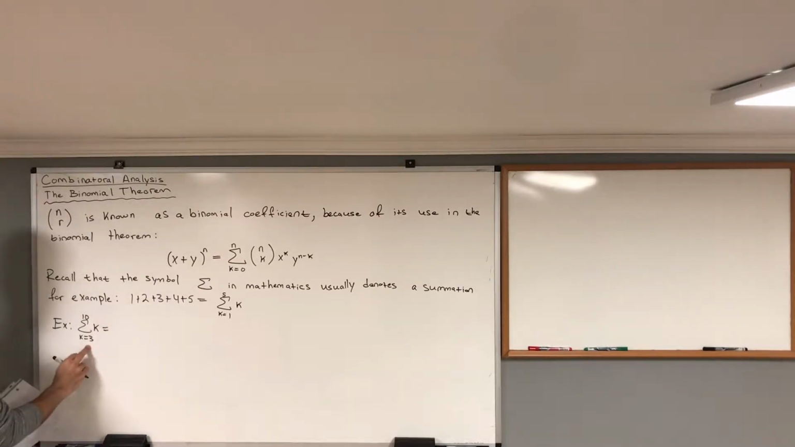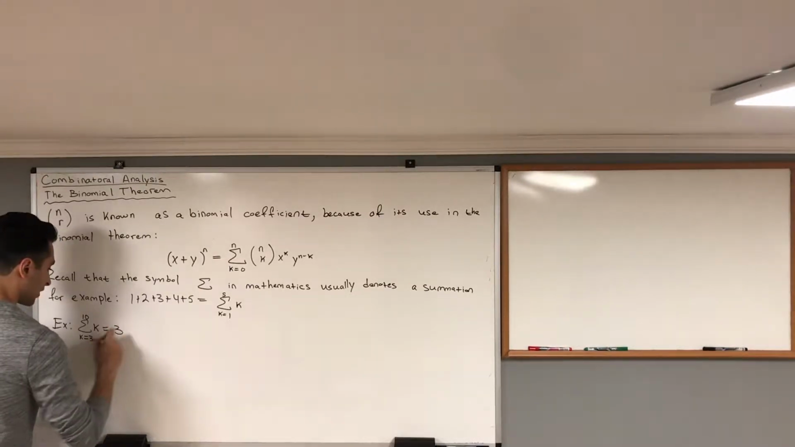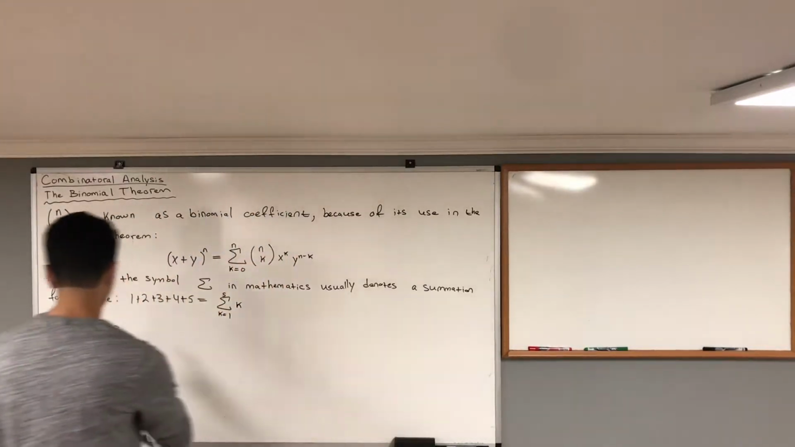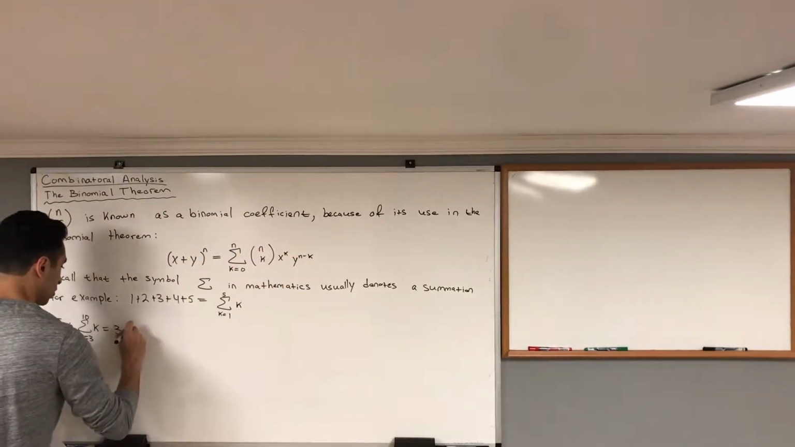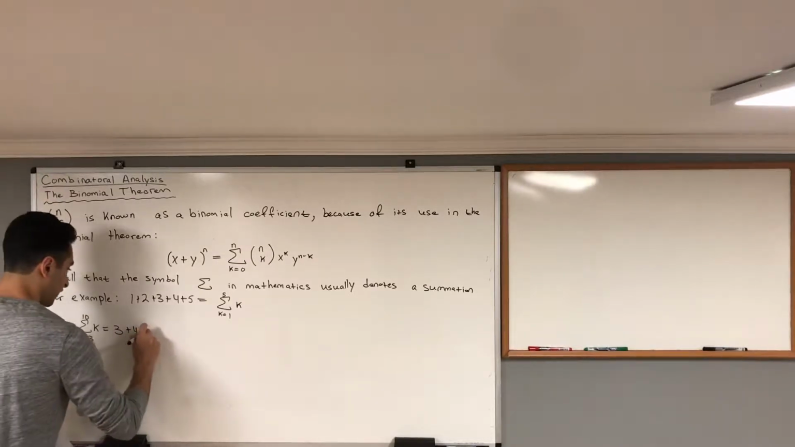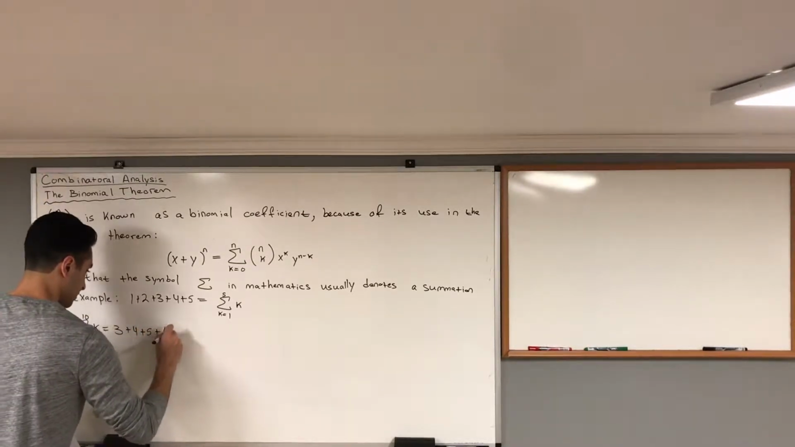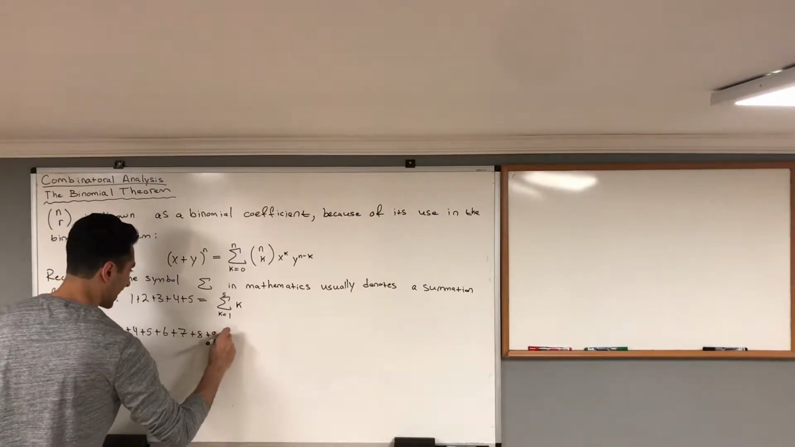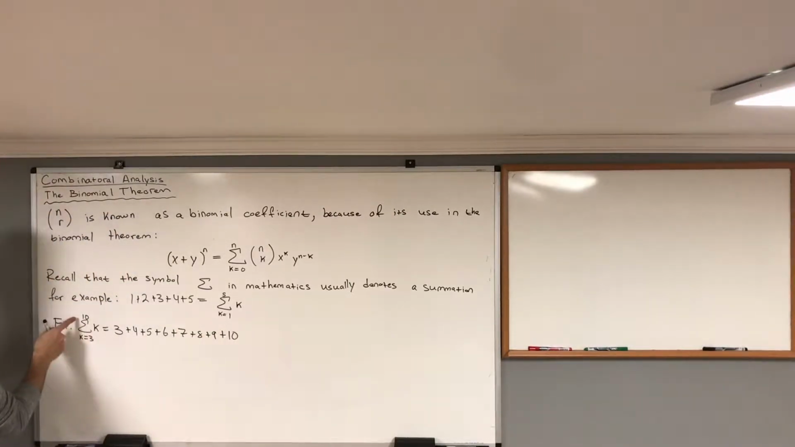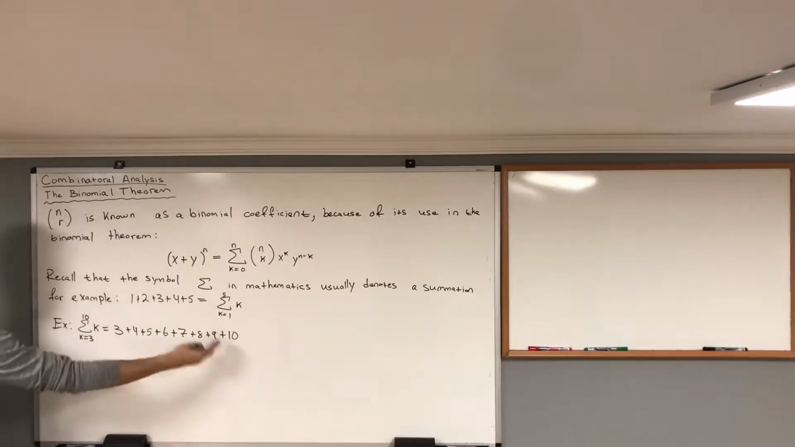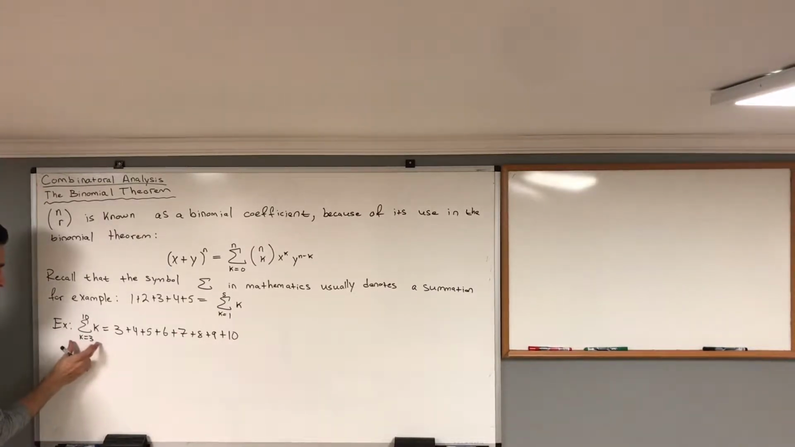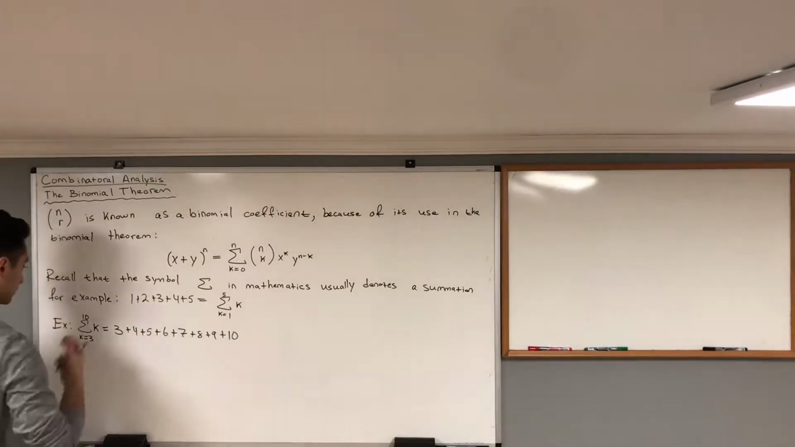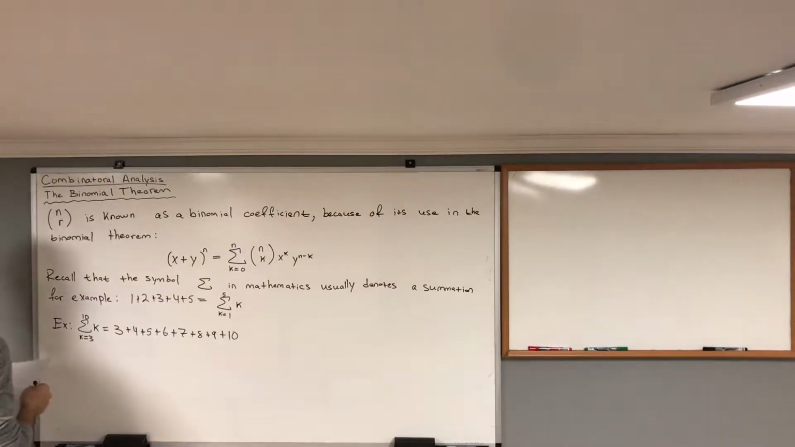Okay, so I know k starts at 3, and the summation increments by 1. So I start at 3 and then I add 1 to it, which is 4, plus 5, plus 6, plus 7, plus 8, plus 9, and then I end at 10. So this entire sum can be just rewritten as this. It's just a lot better to write this usually because it's cleaner and it's nicer to look at.